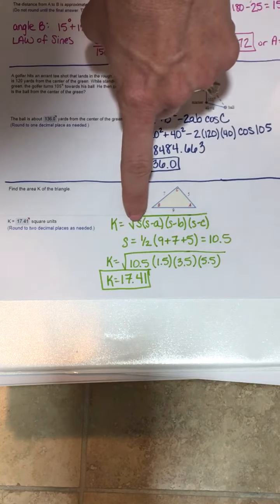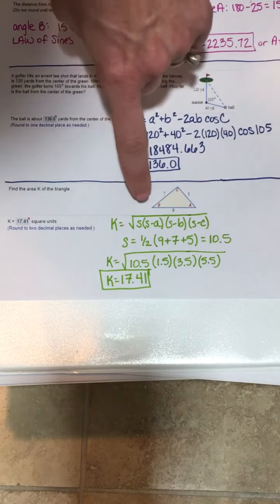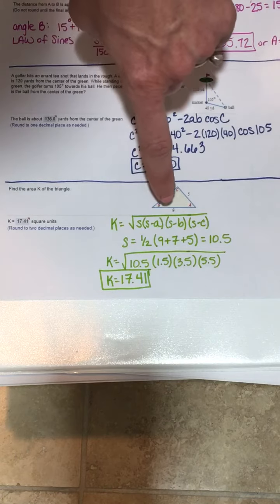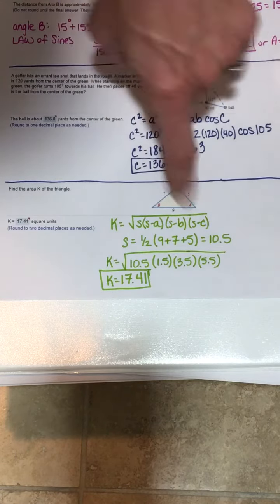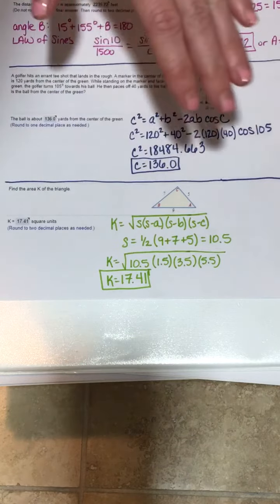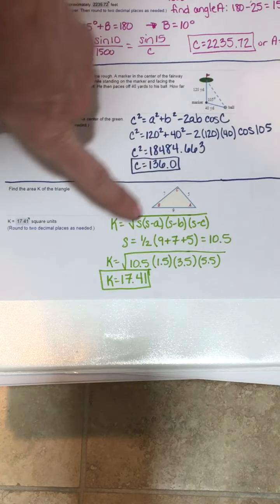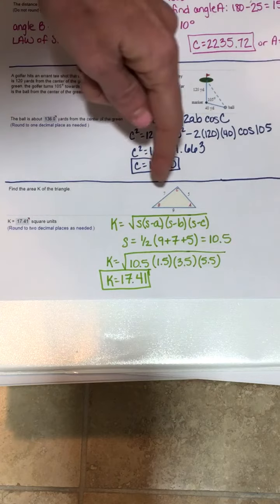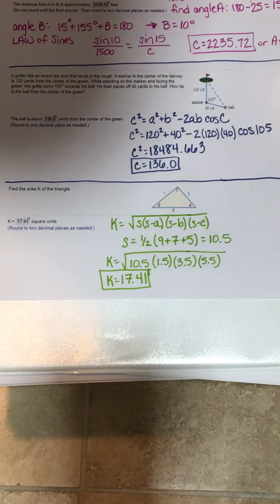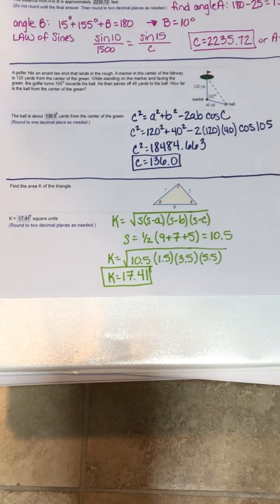Then we use the S in the square root formula. So we take the square root of S times S minus one side times S minus the second side times S minus the third side. You plug everything in, put it all in the calculator at one time. Take the square root, and we get that the area of this triangle, without knowing any right angles, is 17.41 square units.